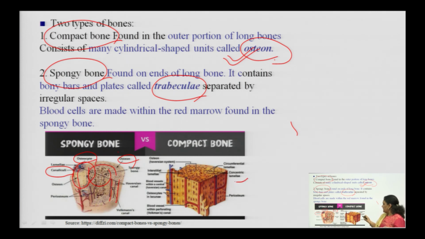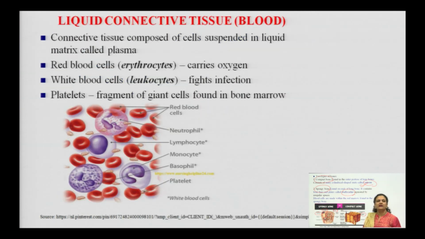Now, you will see one more structure here, the concentric lamellae. Concentric means arranged in a circular fashion. Lamellae at the periphery, or we can say the periosteum layer.